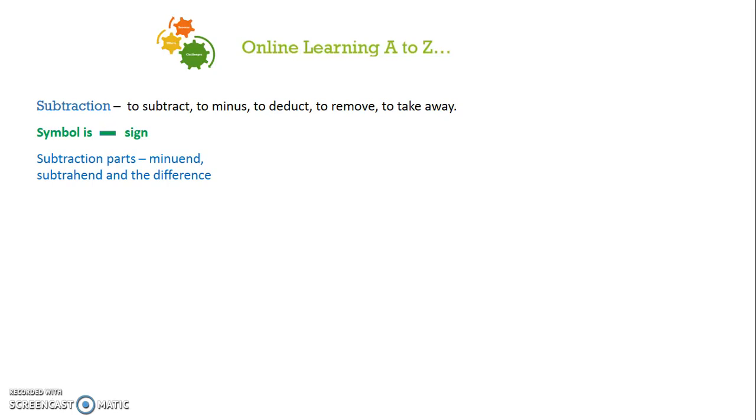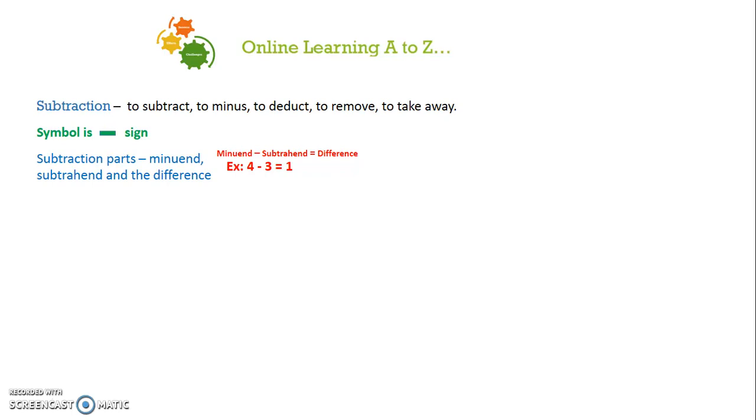I feel many of us don't actually know what these parts refer to. So let me take an example. Say we have to minus 3 from 4. Here 4 is called the minuend, 3 is called the subtrahend, and the answer of this subtraction is called the difference. Now I hope we understand the subtraction terms.